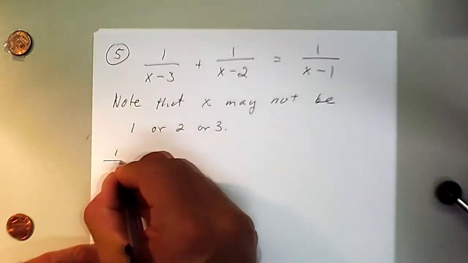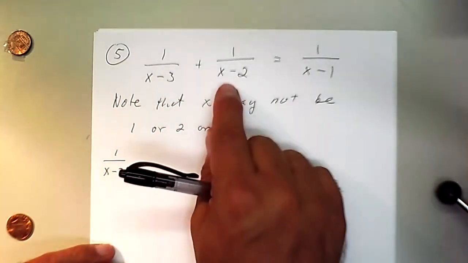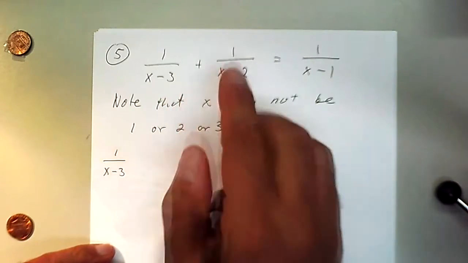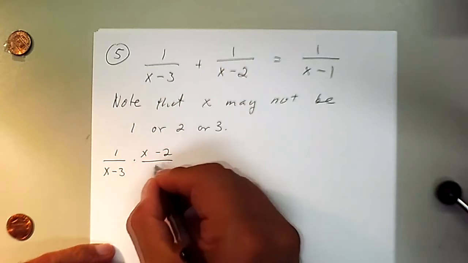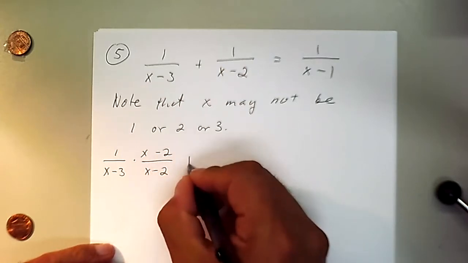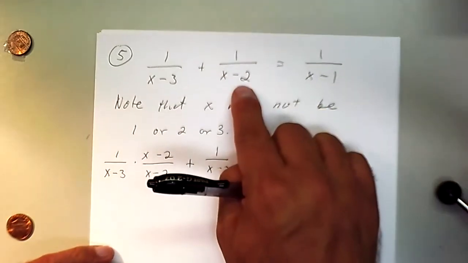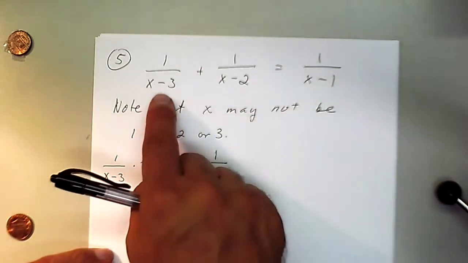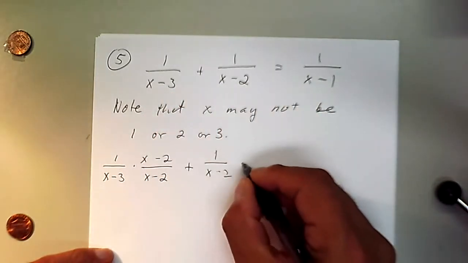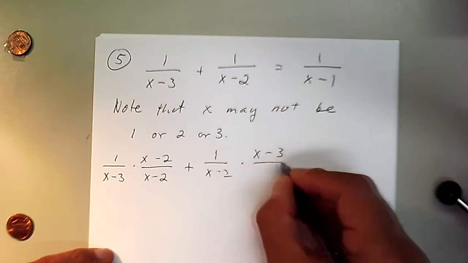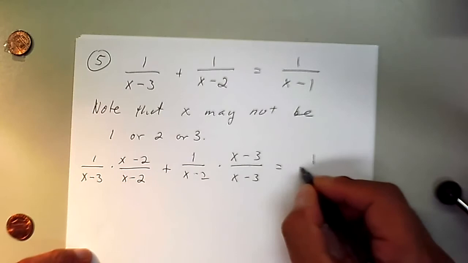So start with equation 1, with the fraction 1 over x minus 3, and I want to have the same common denominator. So we're going to multiply it by x minus 2 over x minus 2. And then we're going to add 1 over x minus 2, this fraction, but I want to have a common denominator as here. So we're going to multiply by x minus 3 over x minus 3. And let's leave this guy alone.